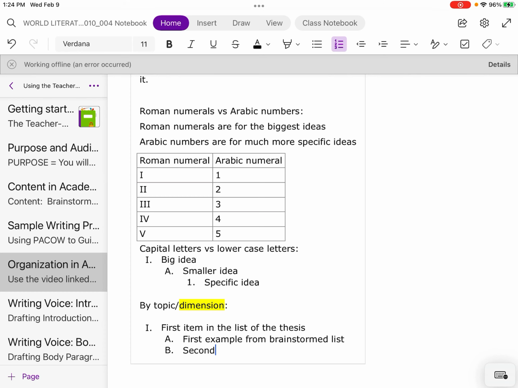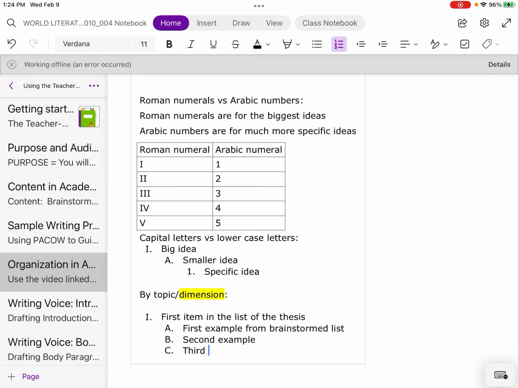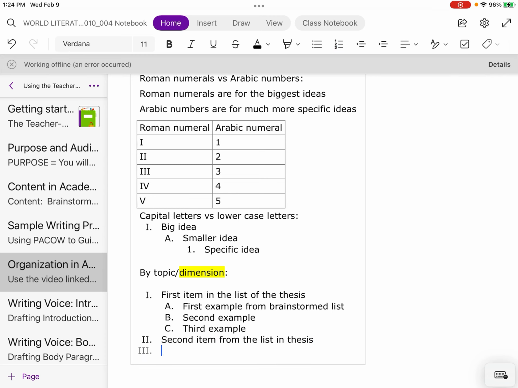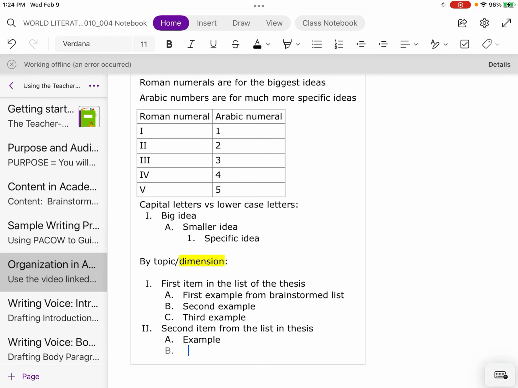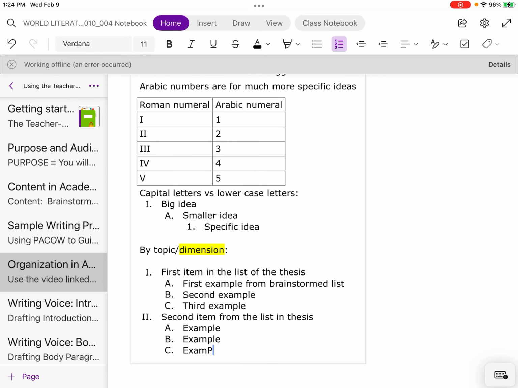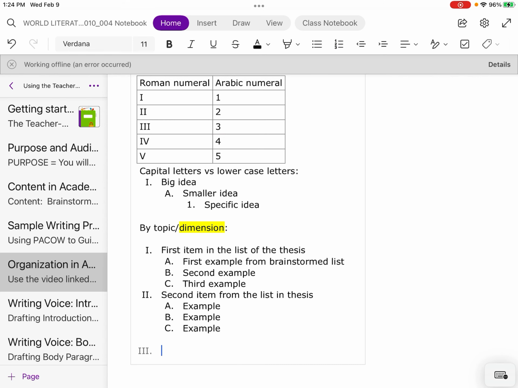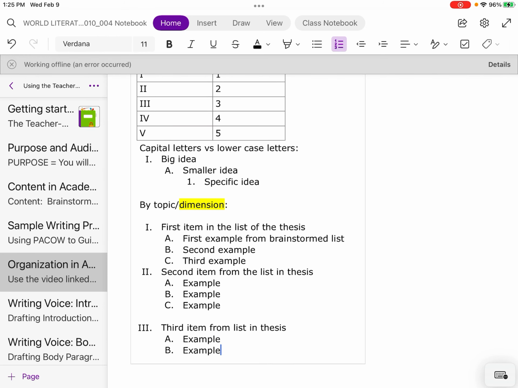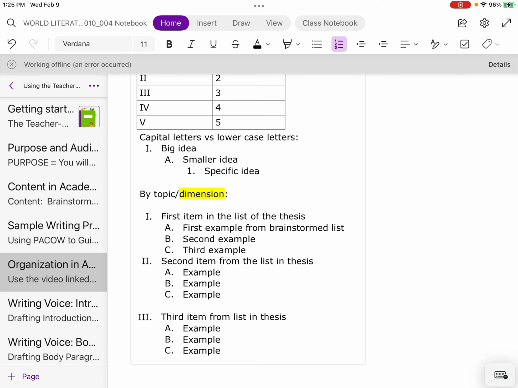Okay, and then I have my second item from the list in the thesis. And then I have example 1, example 2, example 3. All right, and then I have the third item from the list. And then I have example 1, example 2, and example 3. Okay, so your outline will have 3 Roman numerals and 3 capital letters.